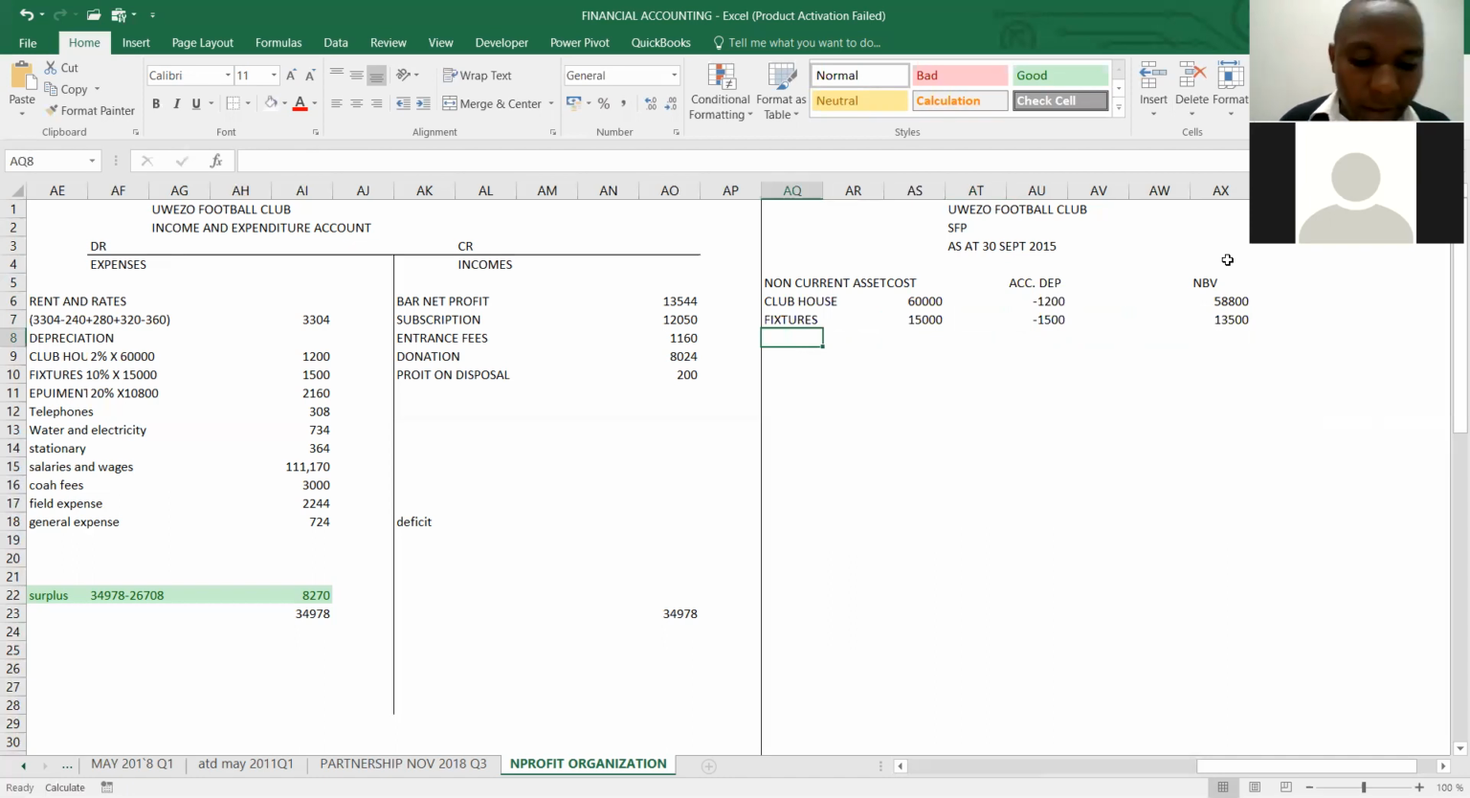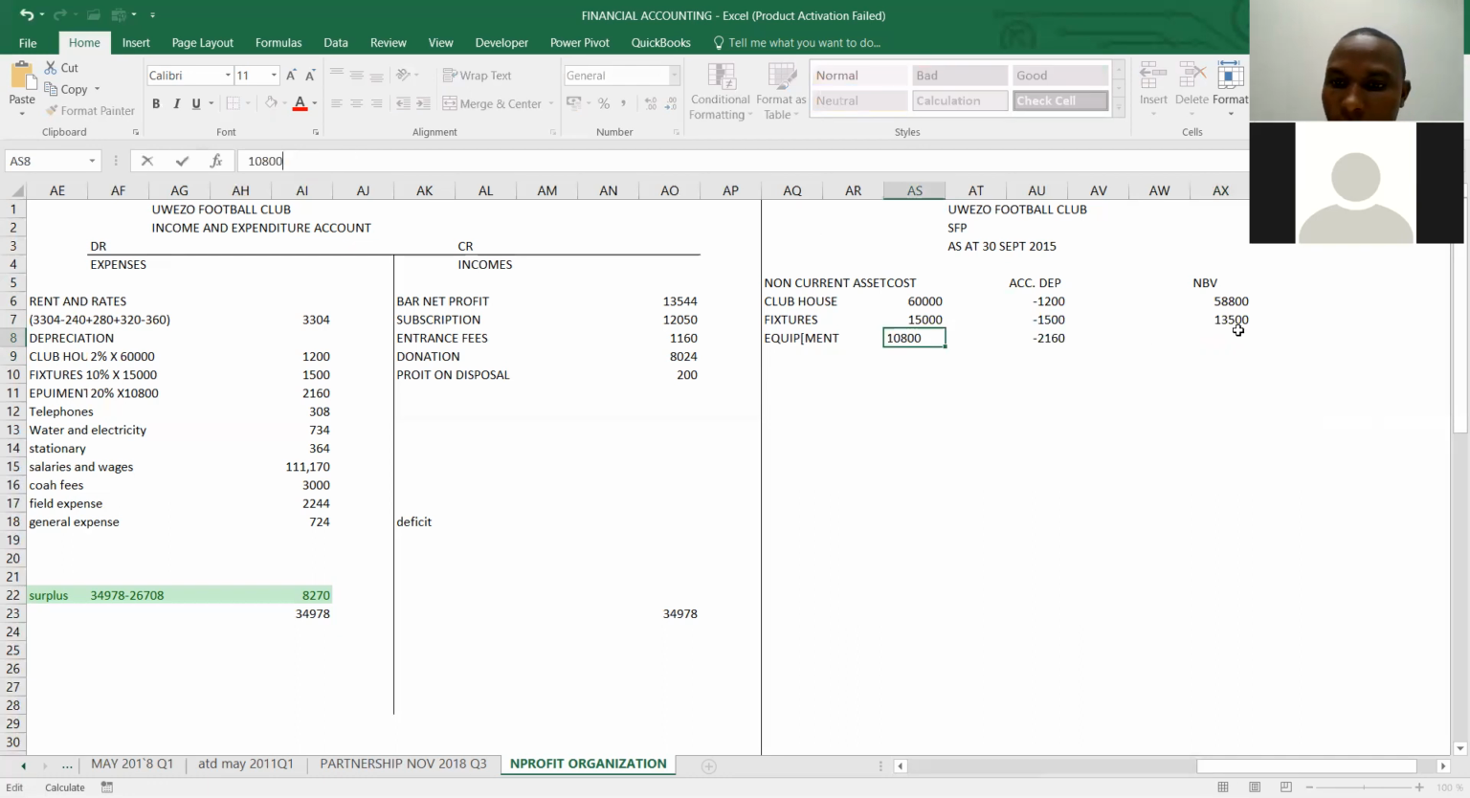We have equipment. Equipment we had 10,800 minus depreciation of how much? 2,160. What do we get? This one is 10,800, right? It was 11,200, we subtracted 400 to give us 10,800. When we subtract 2,160, how much are we getting? 8,640.